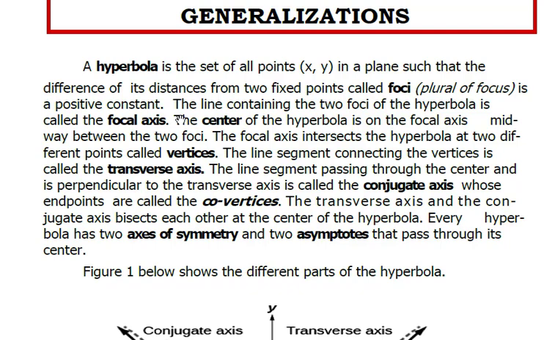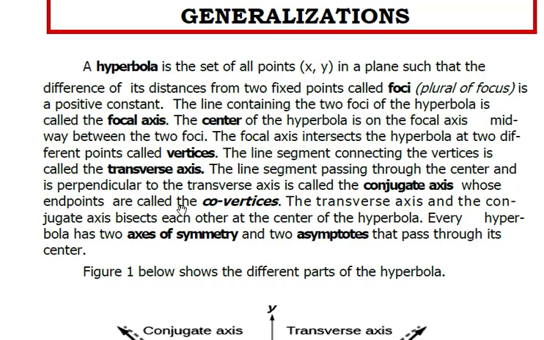The focal axis intersects the hyperbola at two different points called vertices. The line segment connecting the two vertices is called the transverse axis. The line segment passing through the center and perpendicular to the transverse axis is called the conjugate axis, wherein the endpoints of this conjugate axis are called the co-vertices. The transverse axis and the conjugate axis bisect each other at the center of the hyperbola.